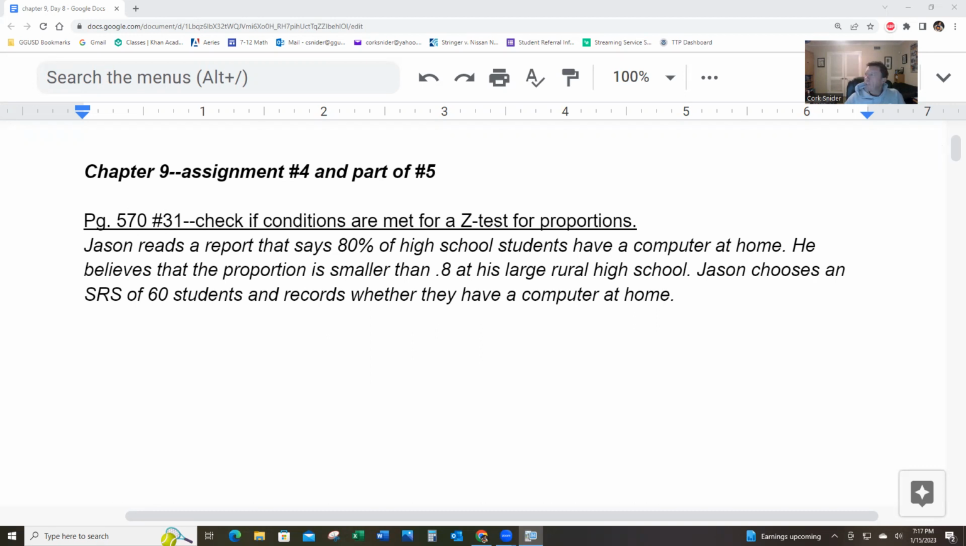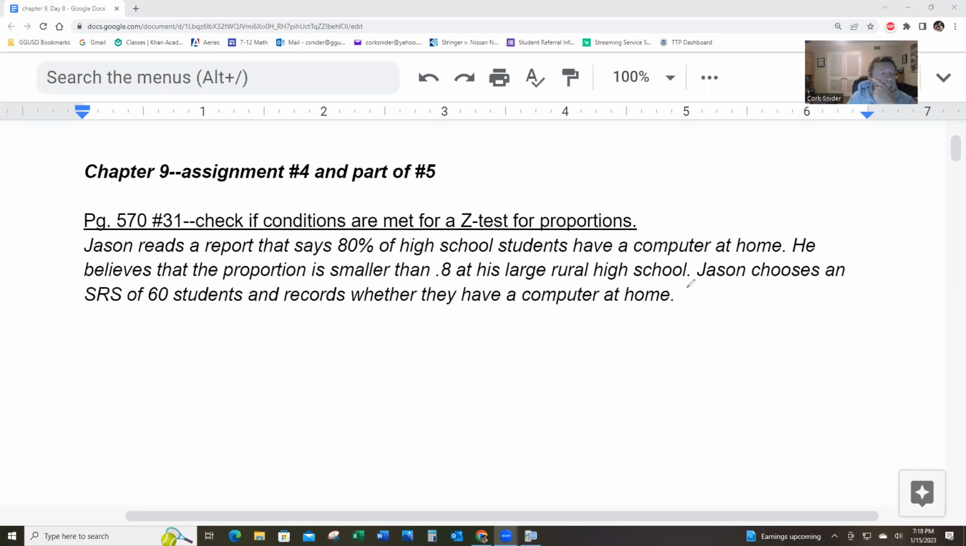And the first question says, check the conditions to see if we've met the conditions. So Jason reads a report that says that 80% of high school students have a computer at home. He believes that the proportion is smaller than 0.8, or 80%, at his large rural high school. Jason chooses an SRS of 60 and records whether they have a computer at home.